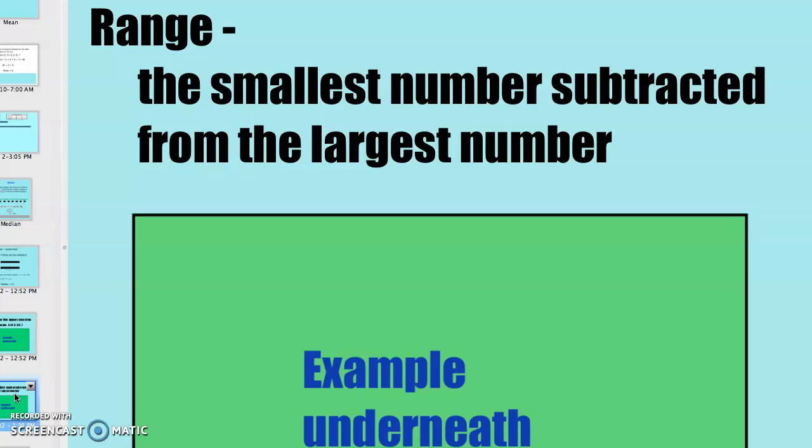The last one that we have to learn about is range. So range is the difference between your largest and your smallest number. You always subtract the smallest number from the largest number.